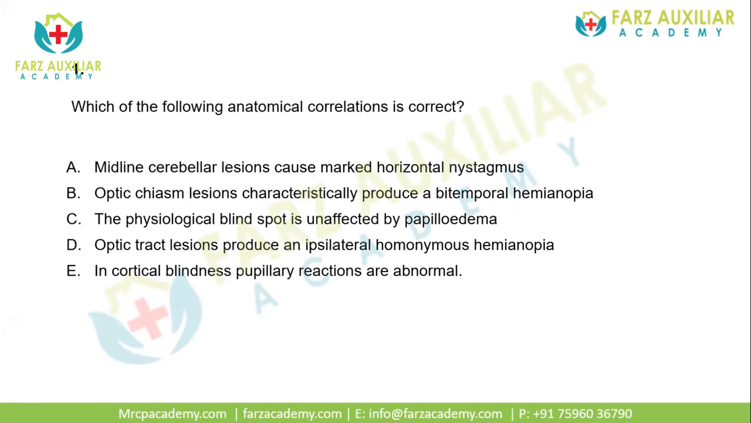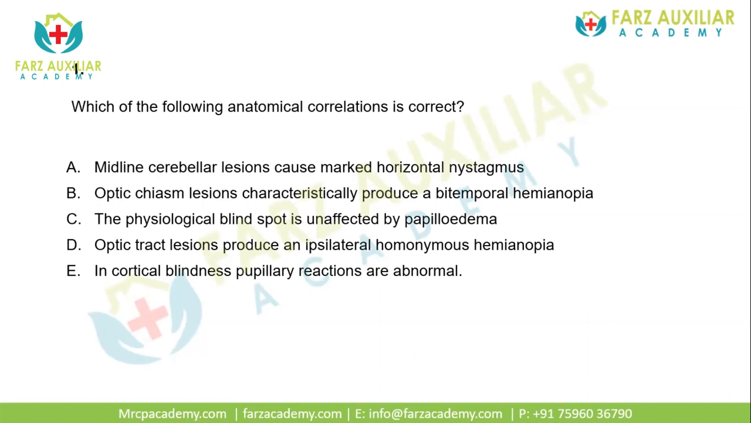So looking at the following anatomical correlations, which one is correct? A, midline cerebellar lesions cause marked horizontal nystagmus. Optic chiasm lesions characteristically produce a bitemporal hemianopia. The physiological blind spot is unaffected by papilledema. Optic tract lesions produce an ipsilateral homonymous hemianopia. And in cortical blindness, pupillary reactions are abnormal.